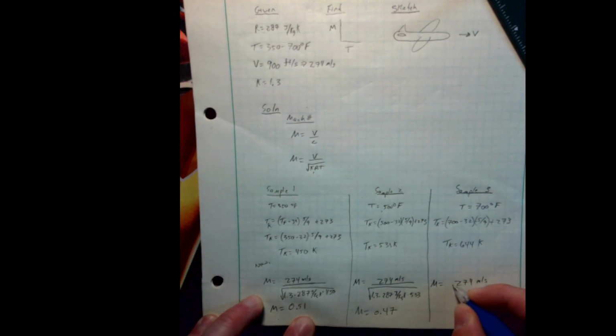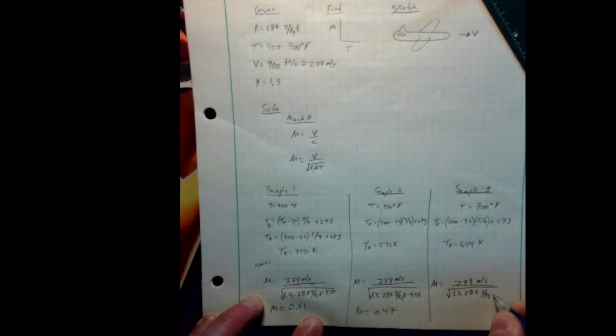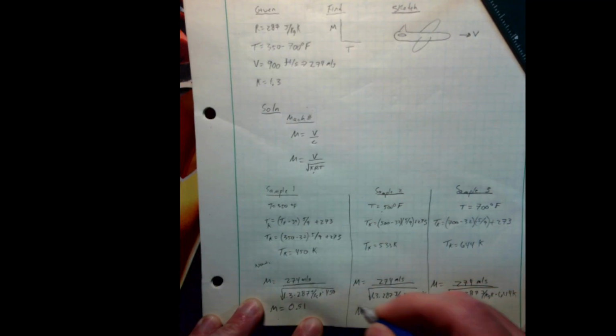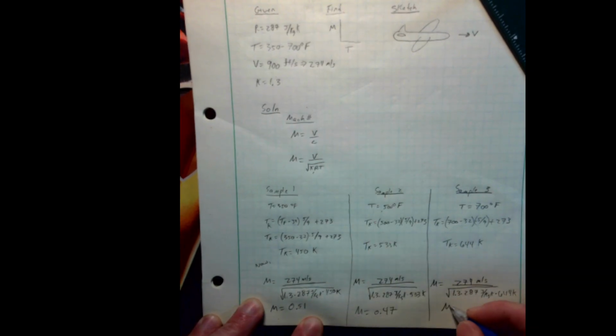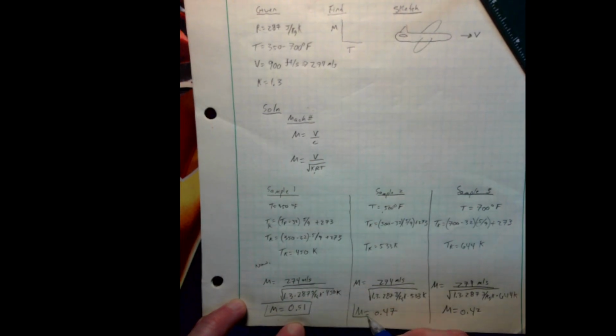Okay. And the last sample calc, 274 meters per second divided by the square root of 1.3 times 287 joules per kilogram K times 644 Kelvin. Oops, I forgot the units on the temperatures here. Mach number becomes 0.42. And then I would box these.